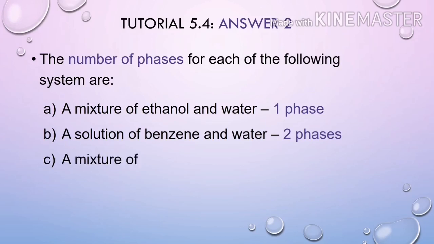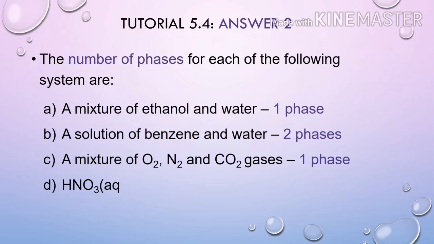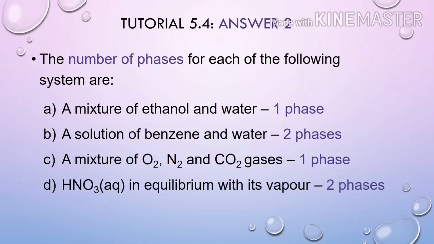A mixture of oxygen, nitrogen and carbon dioxide gases has one phase because they form a homogeneous mixture of gases in the air. Aqueous nitric acid, in equilibrium with its vapor, has two phases. It is because there is a boundary between the liquid and gas state.